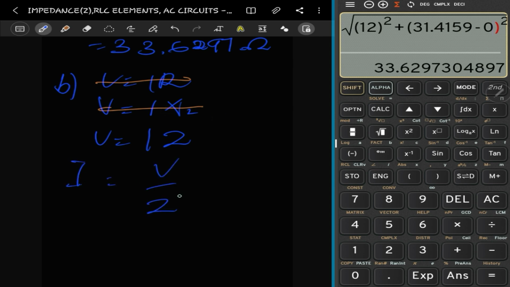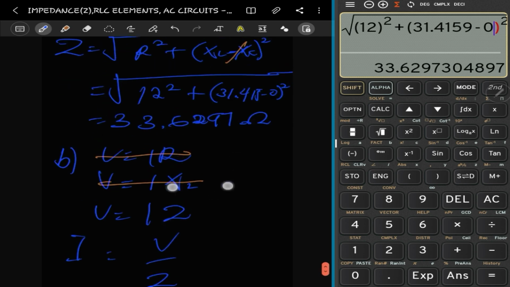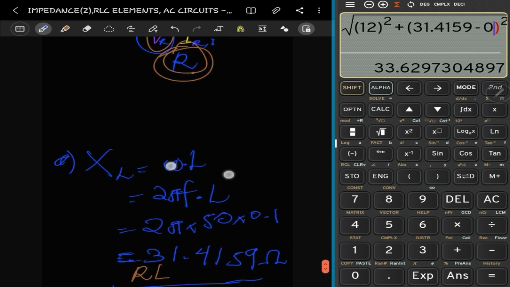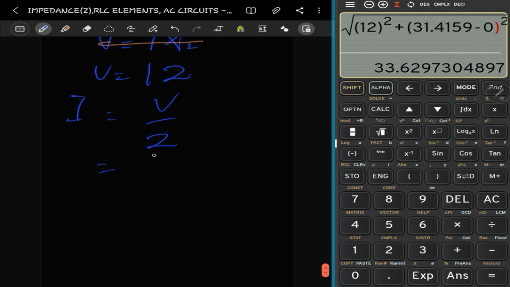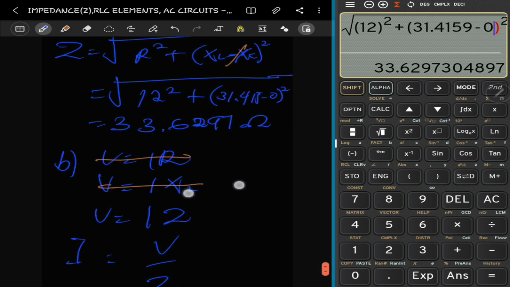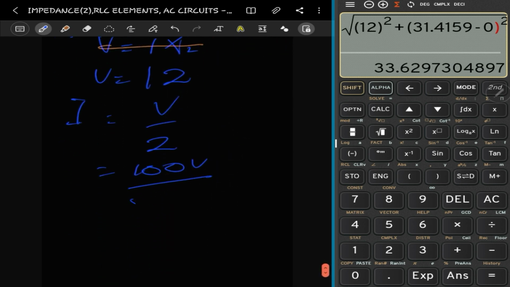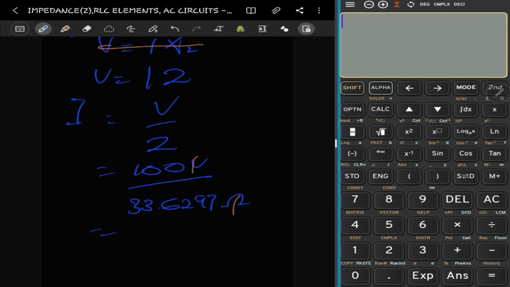That's V on Z. We know V already. That was 100 volts from the supply, so that's 100 volts on Z. We have Z to be 33.6297 ohms. You don't need to write the unit there, but yeah. So we have 100 on 33.6297.